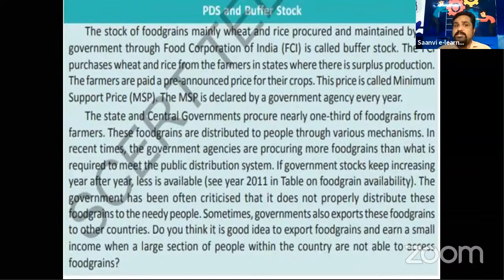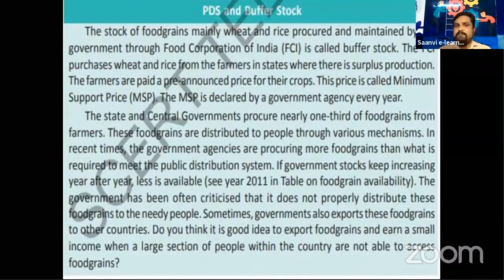The FCI purchases wheat and rice from farmers in states where there is surplus production, extra production. The farmers are paid a pre-announced price for their crop. This price is called minimum support price. The MSP is declared by the government agencies every year. Every year, the government declares MSP, minimum support price, for all the products, especially rice and wheat, which they have mentioned here. The state and central government procure nearly one third of the food grains from the farmers. These food grains are distributed to the people through various mechanisms.